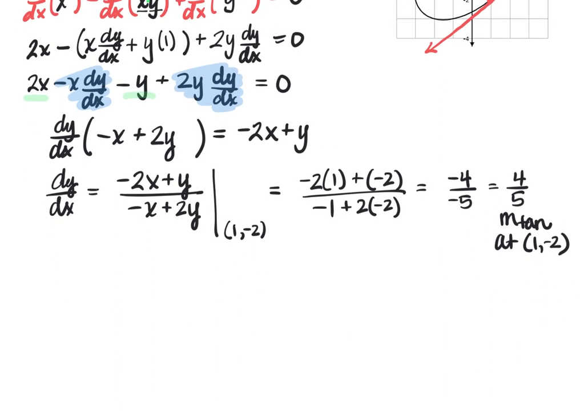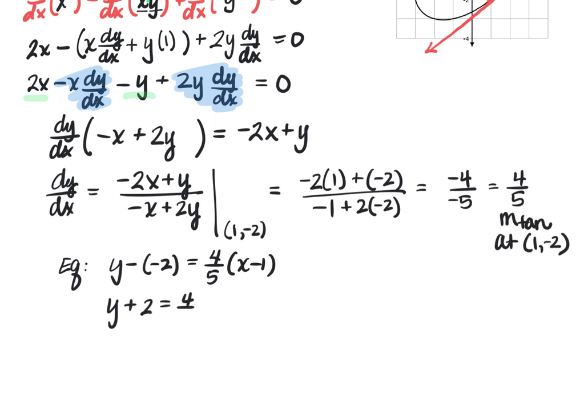Our last step is to write the actual equation for the tangent line. And this is where I like to do point slope form. So I would do y minus the y value of my point is equal to the slope of 4/5 times x minus 1. So that would be y plus 2 is equal to 4/5 times the quantity x minus 1. And this is a great answer.